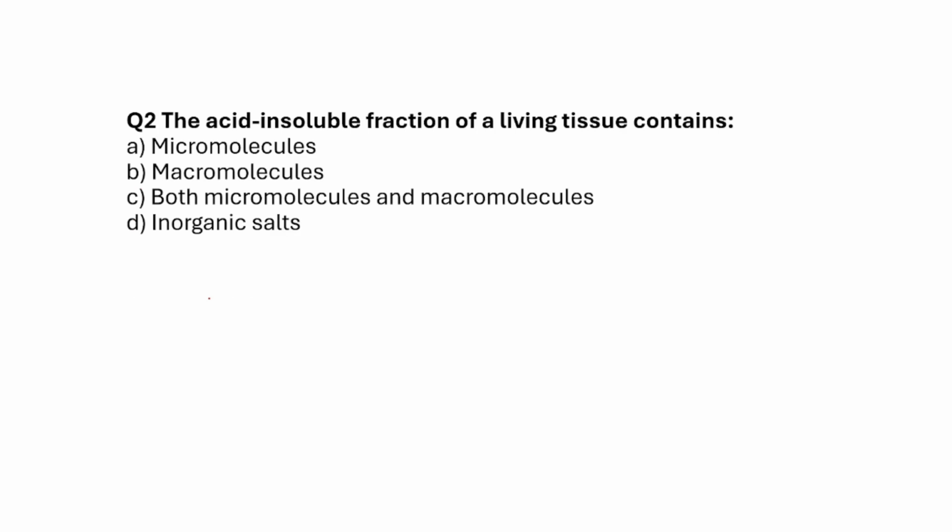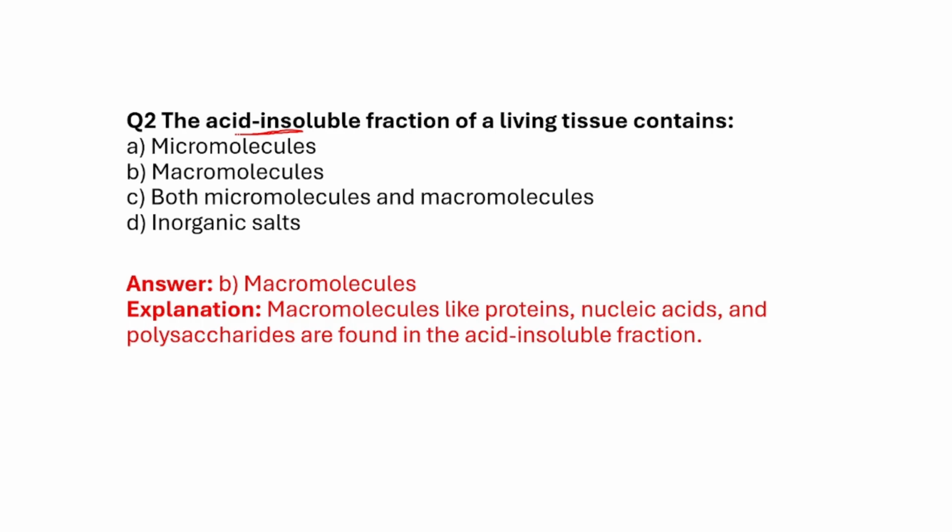Okay, next question. The acid insoluble fraction, remember this, acid insoluble fraction of a living tissue contains micromolecules, macromolecules, both micromolecules and macromolecules, and D, inorganic salts. What could be the answer? B, macromolecules. Why? Because macromolecules consist of proteins, nucleic acids, polysaccharides, which are all insoluble in the acid. So these are found in the acid insoluble fraction.